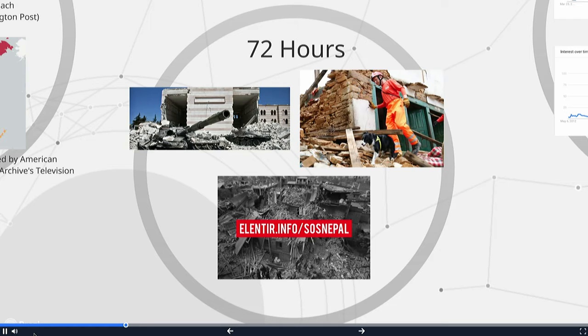This pattern of a 72-hour coverage window was then found to be a repeating pattern in the coverage of other tragedies and crises. It can be seen in the coverage of Syria, with sudden spikes in coverage and representation after large-scale events. These spikes then die down almost as quickly as they arise.